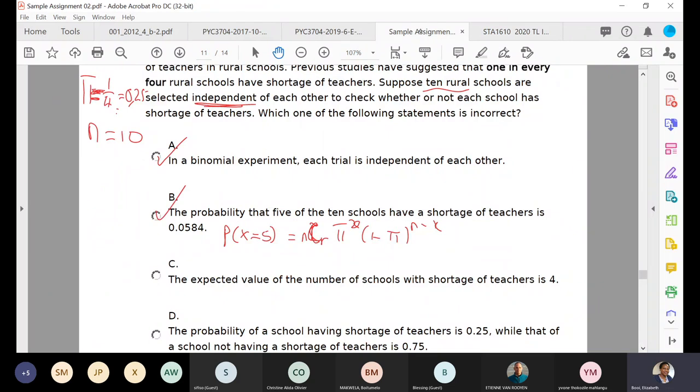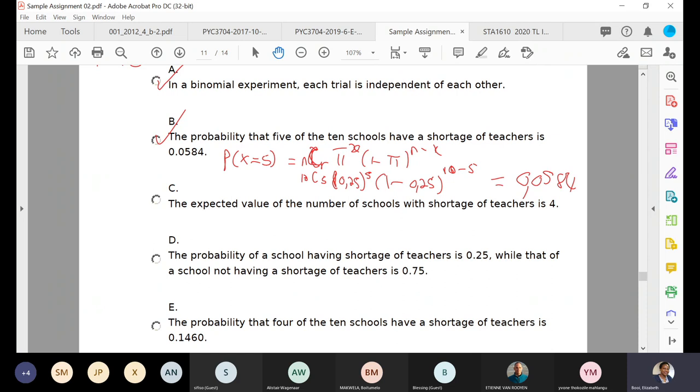0,0584. So if you would have used this, your n is 10, your r is 5, and this is 0,25 to the power x of 5 times 1 minus 0,25 to the power 10 minus 5. You should also get the same 0,0584. You should get the same answer.